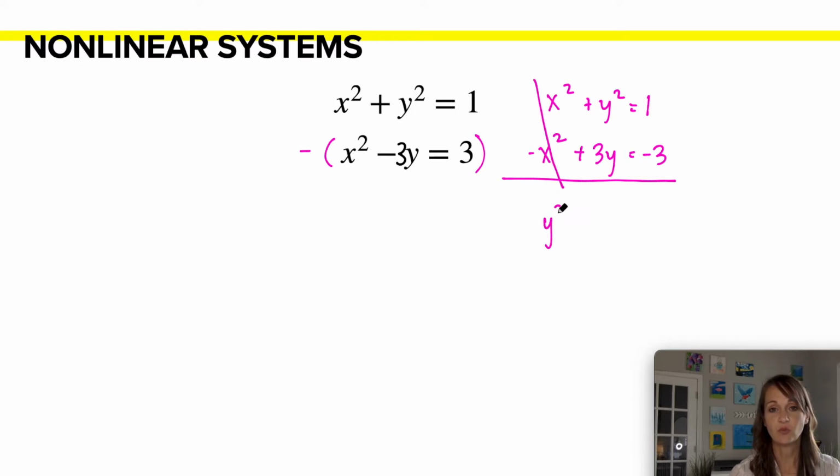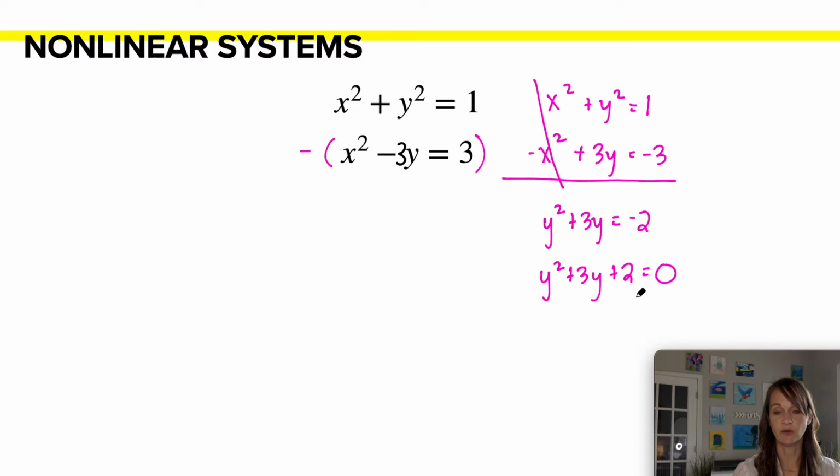I am left with y squared plus 3y. Do not add y squared plus y to give you y cubed. You're adding two different terms together. You cannot combine exponents. You can only combine exponents when you're multiplying. And then 1 and negative 3 give you negative 2. Now, anytime you have two different expressions that have a variable, the only thing that you can do is set it equal to 0. So I'm going to add 2 to both sides, set it equal to 0.